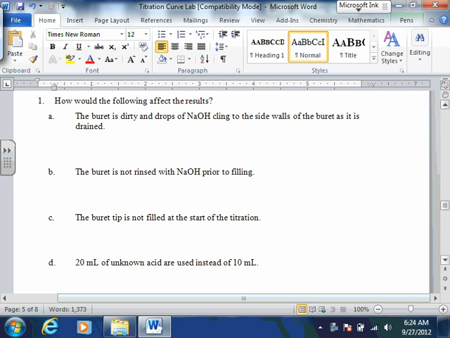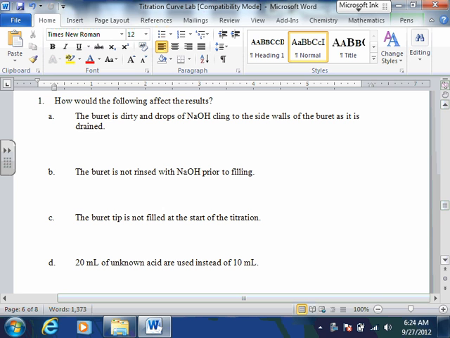The burette is dirty and drops of NaOH cling to the side walls of the burette as it is drained. Burette is not rinsed with NaOH prior to filling. Burette tip is not filled at the start of the titration. Okay, I'm going to give you some starting hints on these, but I want you to think these through, and think through the calculations that we did and how it would affect each of these, okay?